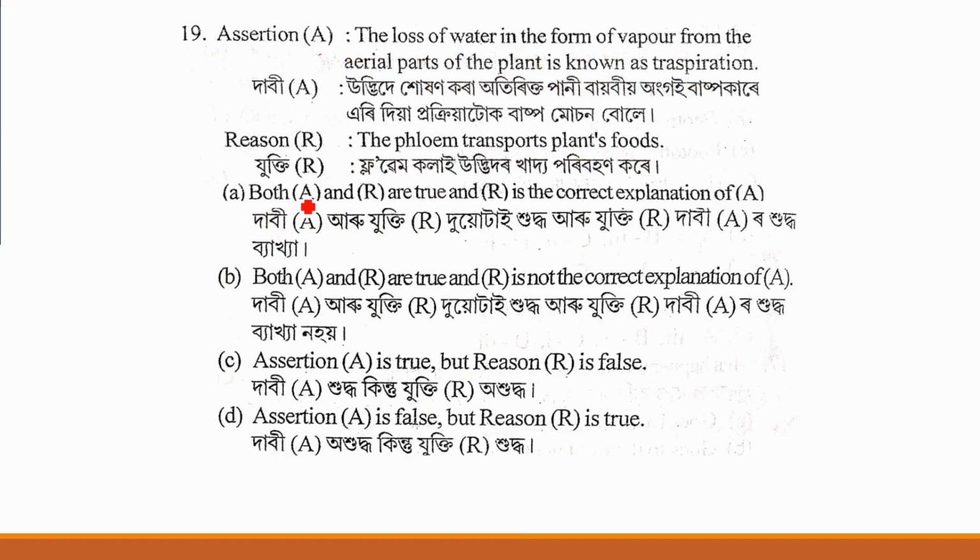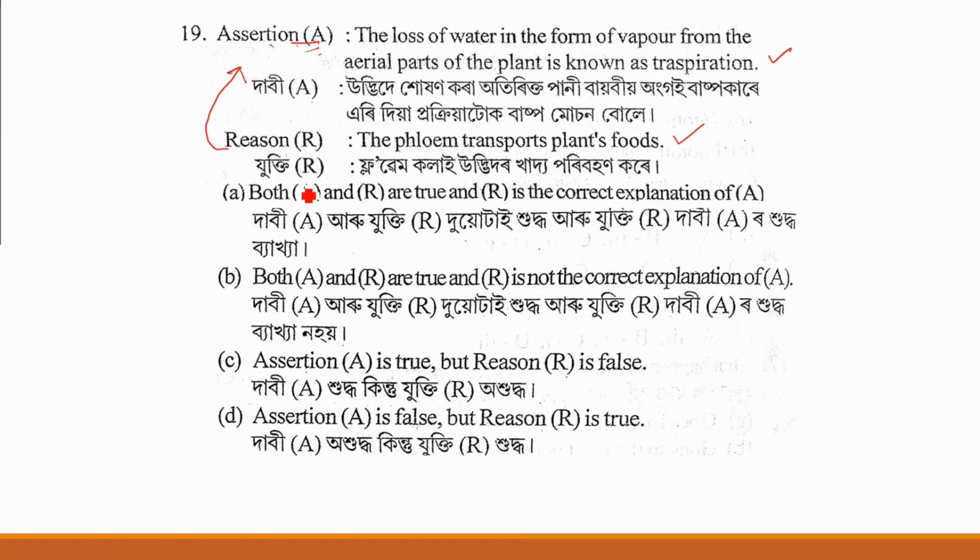Options are: A, both A and R are true, and R is the correct explanation of A. B, both A and R are true and R is not the correct explanation of A. C, assertion A is true but reason R is false. D, assertion A is false but reason R is true. The loss of water in the form of vapor from the aerial parts of the plant is known as transpiration. This statement is true. The reason, the phloem transports plant's food, is also true. But this reason is not the correct explanation for this assertion.